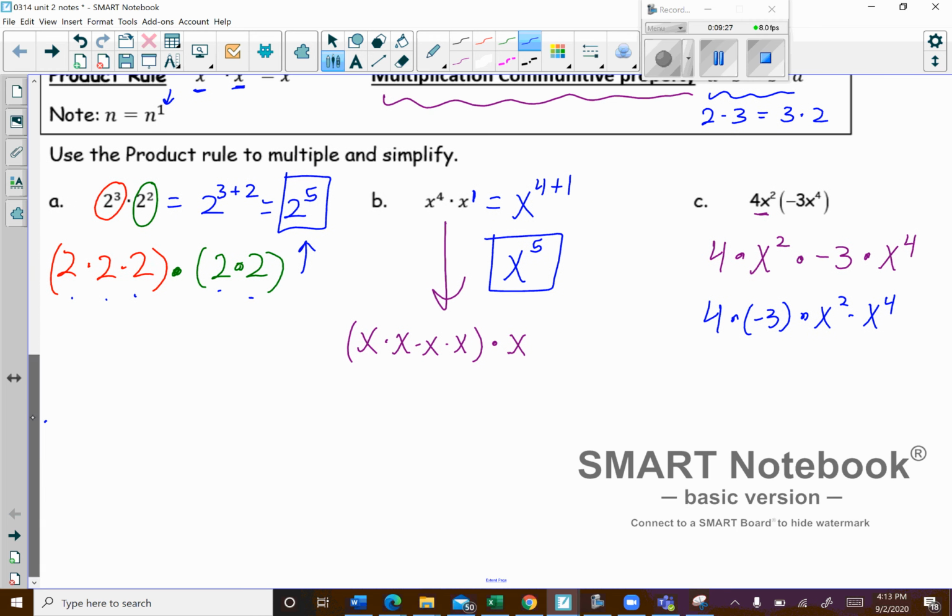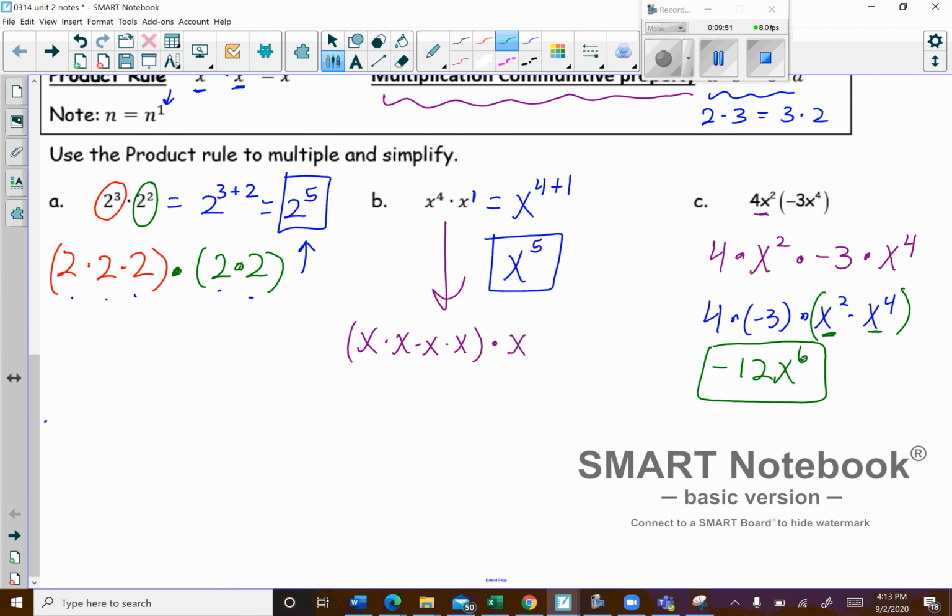Now I can focus on each one individually. 4 times negative 3 would give me a negative 12. And then with the common bases, I can add the exponents. That would become x to the power of 6. So negative 12, x to the power of 6.